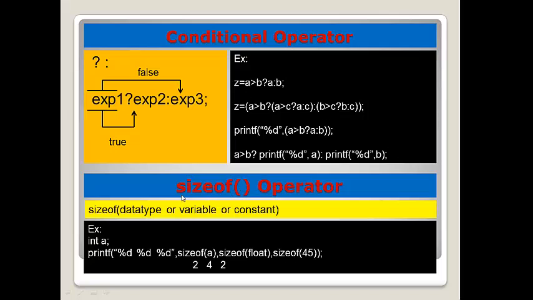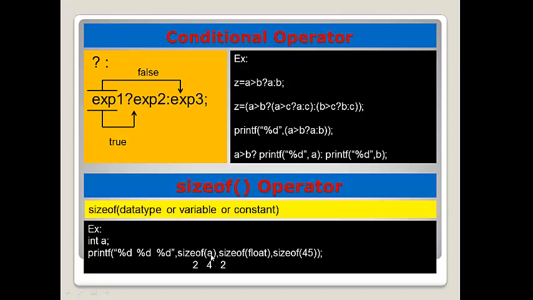So the next type of operator is the sizeof operator. sizeof(data type or variable or constant). Within the parentheses, we can give a data type like integer, float, double, or a variable or constant. In the example, int a is a variable. In printf, sizeof(a) is a variable, sizeof(float) is a type, and sizeof(45) is a constant.